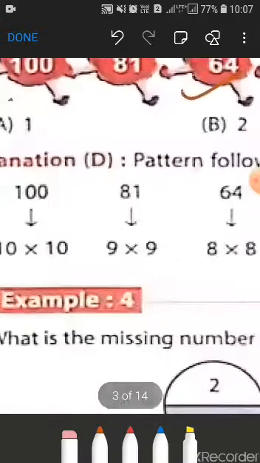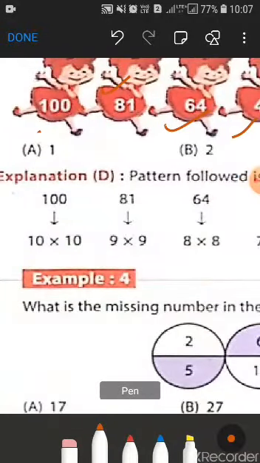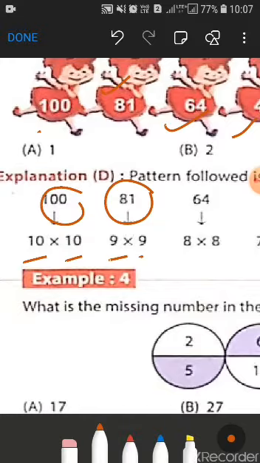As you can see, if we multiply 10 by 10, we get our first number, that is 100. Again we multiply 9 and 9, we get our second number, that is 81. So the pattern is that we are multiplying two same numbers to get our answer. So in the series, 7 times 7, 6, 5, then 4, then 3 times 3, then what we will get is 2 times 2, and our answer will be 4. So the correct answer will be 4 here.